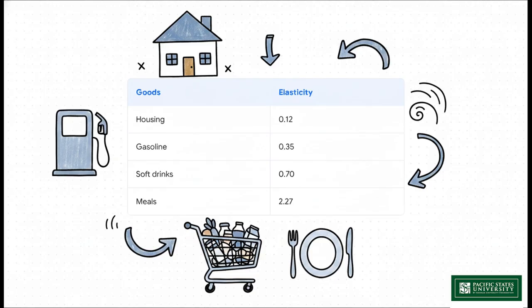And it makes total sense, right? If your rent goes up unexpectedly or gas prices spike overnight, you can't just instantly change your living situation or stop driving to your job. You absorb the cost because you have to. You're locked in, at least in the short term.